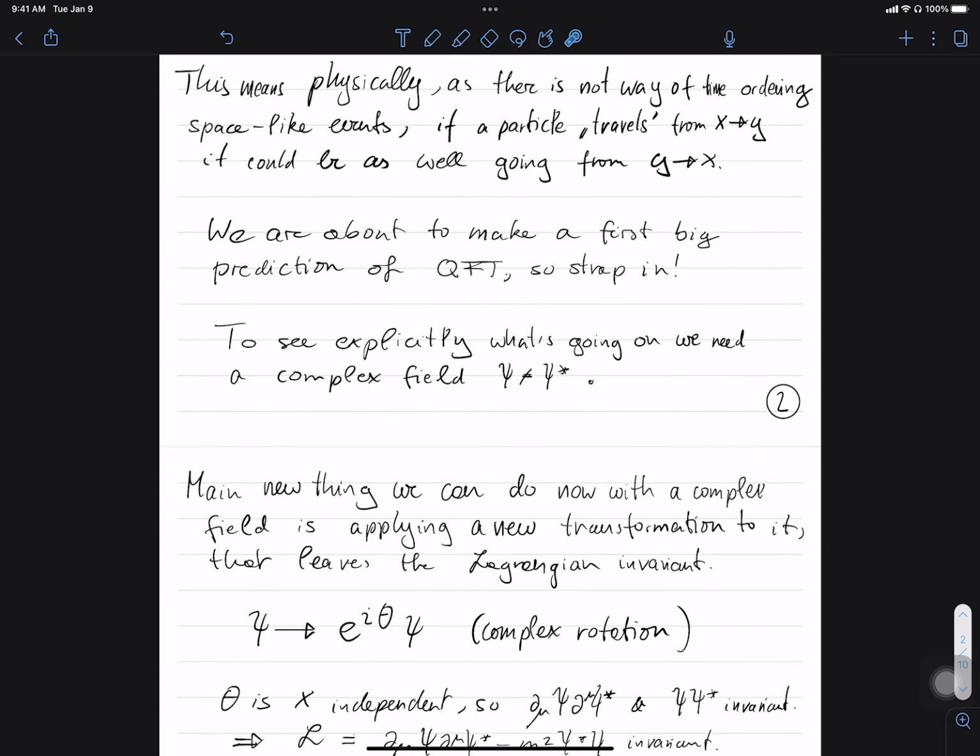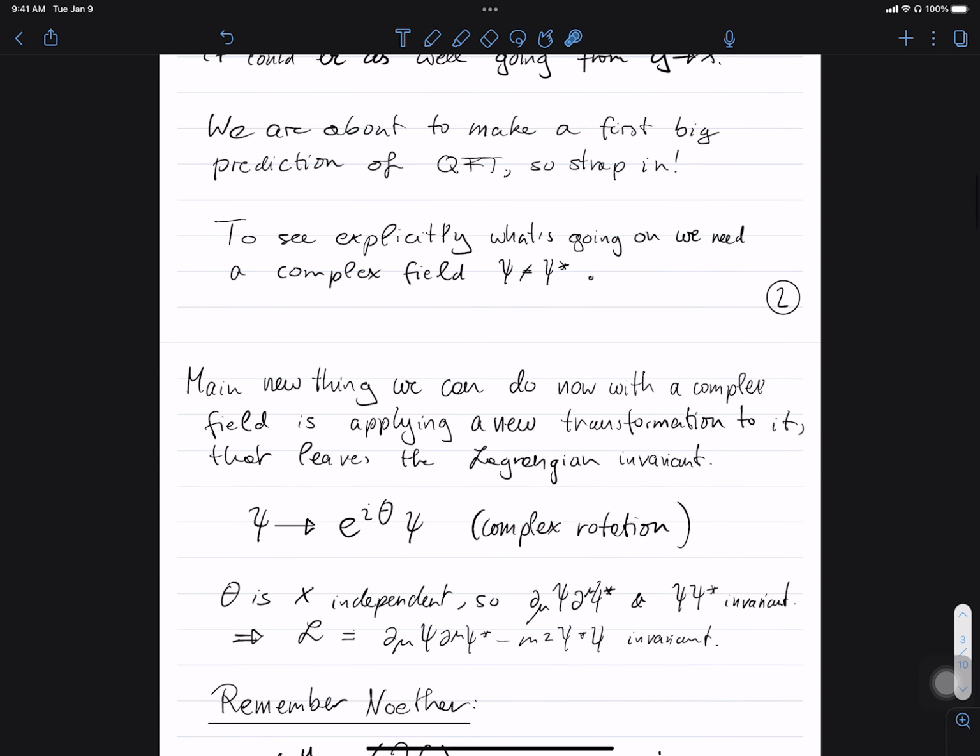To see that explicitly, we have to go again through some more formalism, and we have to consider a complex field. Let me first call the field psi to distinguish it from phi. It's a scalar field, but now its complex conjugate is not a field itself. So it has 2 degrees of freedom.